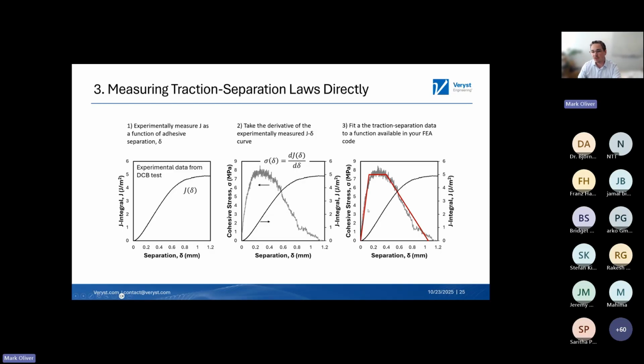Once you have that traction separation law, you then have to fit whatever your finite element code can actually describe in the program. A trilinear function is very common, and if you fit a trilinear function to this data, you get a nice fit. So from a double cantilever beam test, we've measured the J delta curve. You differentiate that, you get your traction separation law. You then fit that to whatever your finite element code is using, and there are your inputs. That's what you put directly into the FEA code.